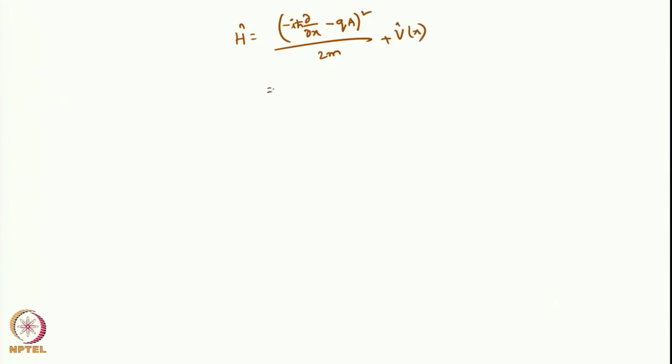So this is nothing but a square plus b square plus 2ab. So a square will be minus h bar square by 2m d square by dx square, b square will be q square A square by 2m. But 2ab cannot simply be 2ab, because they are operators: it is ab plus ba.